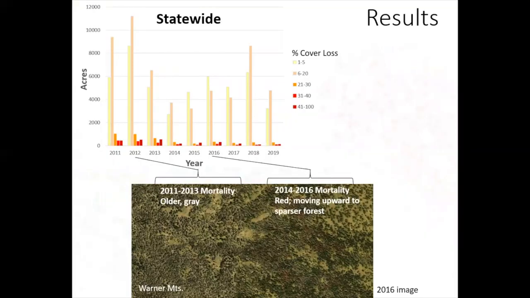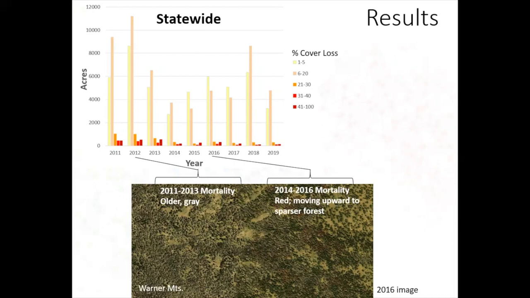These are the statewide results with cover loss over time by these binned classes. The image below is one spot that represents the pattern that you're seeing in this bar graph. Higher cover loss, those are the darker bars up above, really peaked in 2010 through 2012 with events like June Mountain and the Warners, where we had huge mortality events in very dense forests.